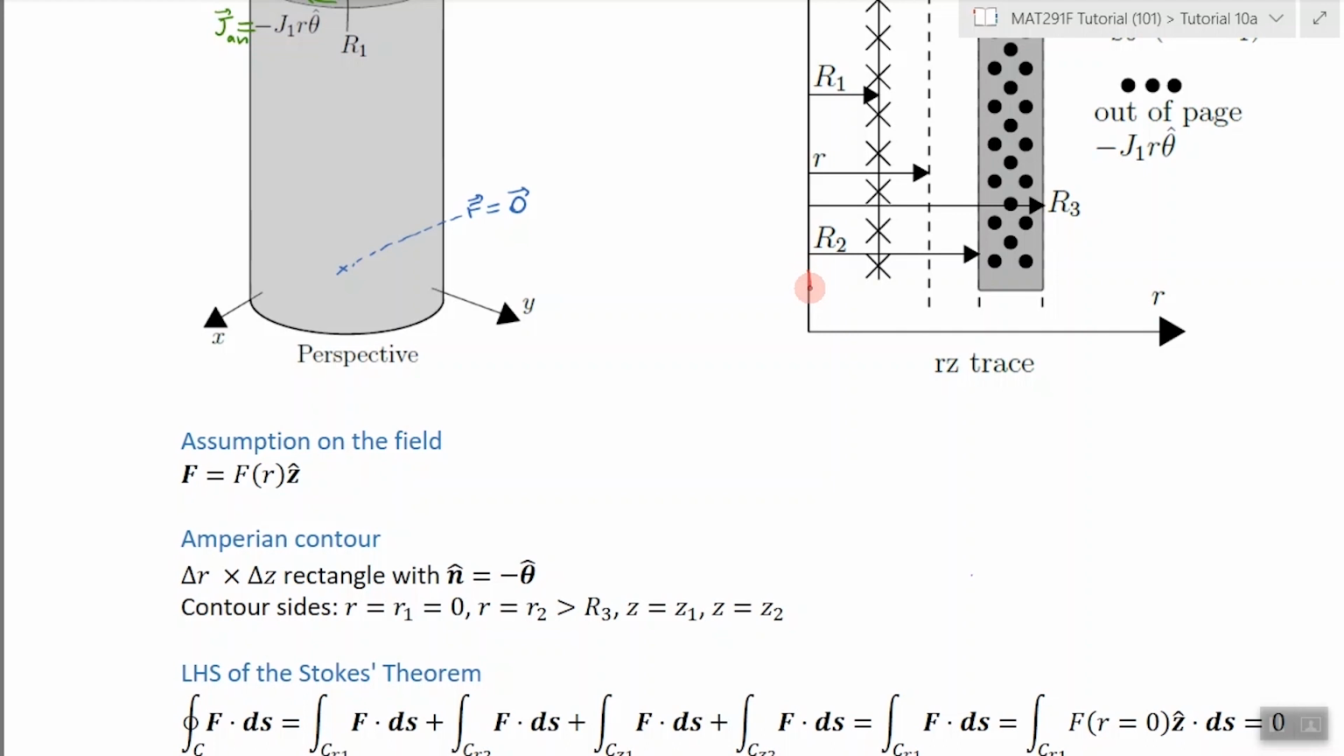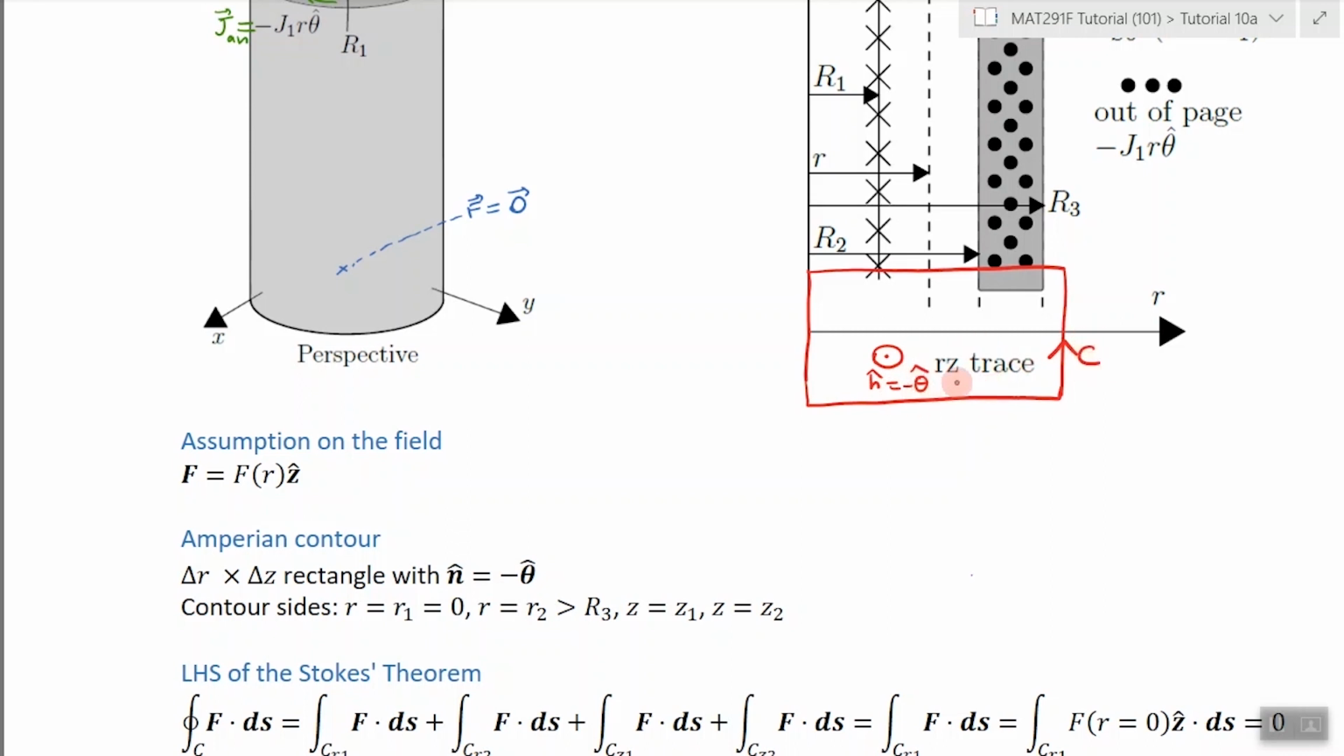Again, it would pass through this point. Let's make the direction the same. So n hat would still point in the negative theta hat direction.